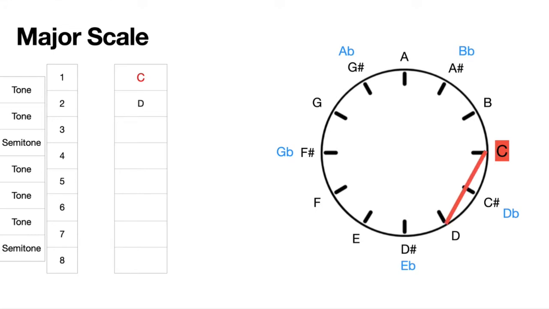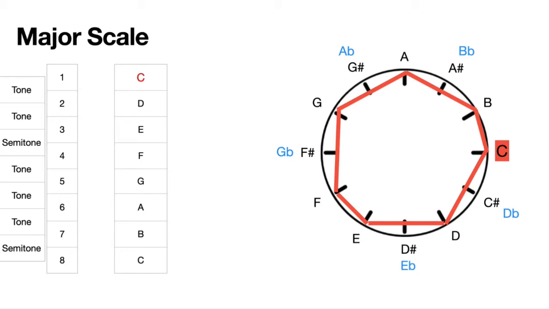And then from 2 to 3 is another tone. So that's an E. And now we have to go up a semitone. And that's going to take us to F because there's no sharps or flats between E and F. And then if we look across, it's got to go tone, tone, tone, semitone. So that's G to A to B. And the last semitone is going to bring us back to C.